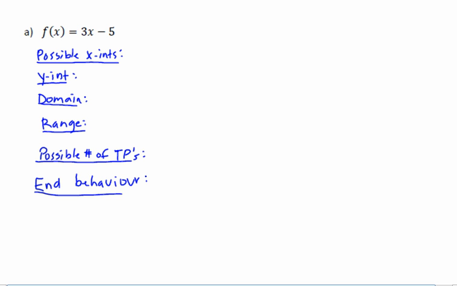Whenever you come to a function, the first thing you want to figure out is your degree, and so what type of graph you're dealing with. So this graph, linear. Good. Possible number of x-intercepts then, if it's linear. How many possible x-intercepts? 1. Yeah, it's equal to the degree. Possible is the same as the degree.